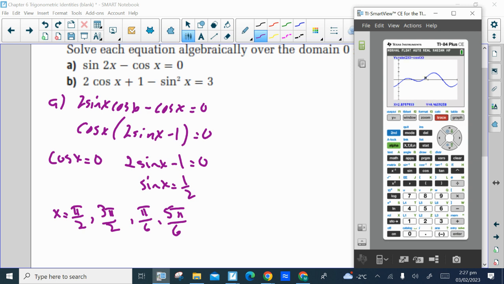So just to check to make sure they all give us x-intercepts, the first answer we got was pi on 2. Y does equal 0 there, so it confirms that. 3 pi on 2. Y does equal 0, so that confirms that x-intercept. Pi on 6, and 5 pi on 6. You should never get these wrong, because you can always check.